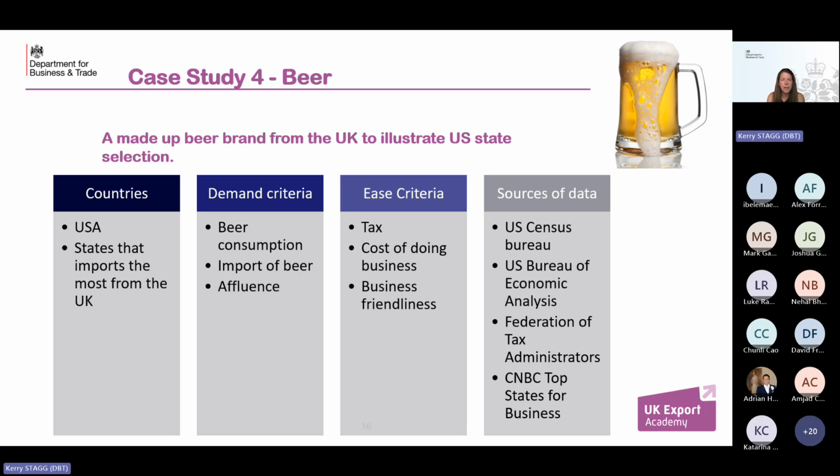So our sources of data then, some government sources, the US Census Bureau and the US Bureau of Economic Analysis. You've got the Federation of Tax Administrators, and then CNBC, which is a news company, with their top states for business. They've done a survey with different criteria, choosing the top states for business. So that's a really good source of state by state comparison.